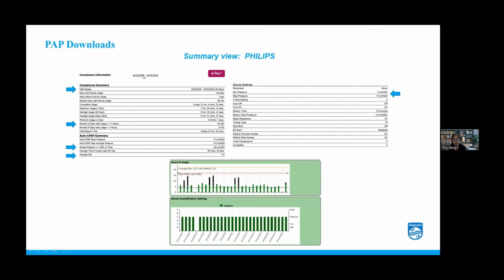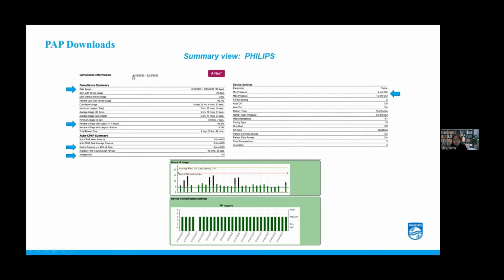In Care Orchestrator, which is the cloud system that Philips uses, you can specify your time intervals. So you could do 3 months, you could do 6 months. I think it's up to a year of data that you can look at one time in summary.